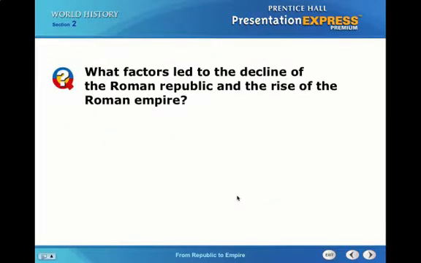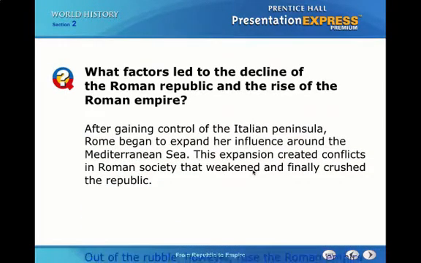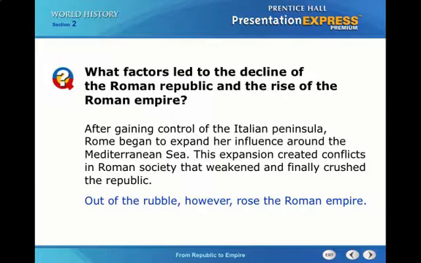So what factors led to the decline of the Roman Republic and the rise of the Roman Empire? There are a series of things that are going on that are going to lead to all of this happening. So first of all, you've got Rome gaining control of the Italian peninsula, and she's going to expand her influence around the Mediterranean Sea. And this expansion is going to cause problems. It's going to cause great things to happen, but at the same point, it's going to cause problems as well. And out of this rubble comes the Roman Empire.